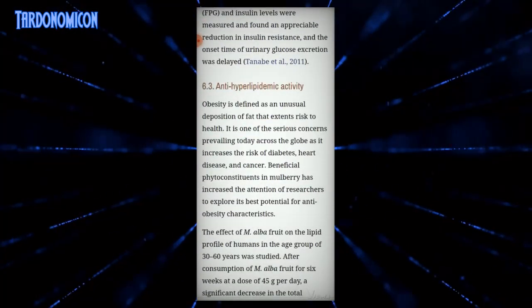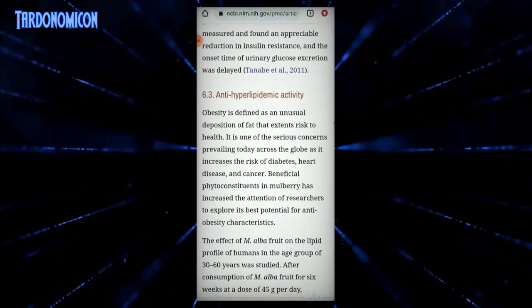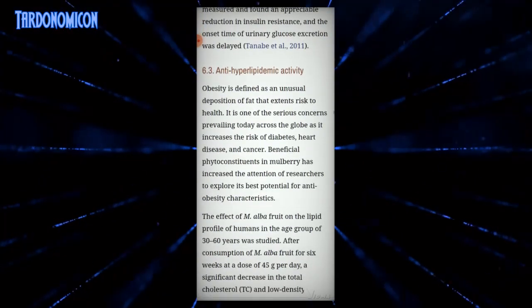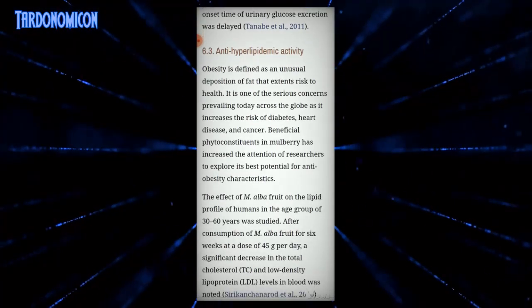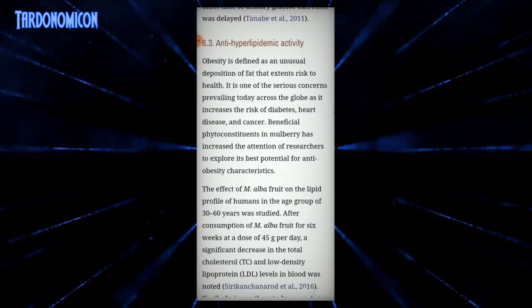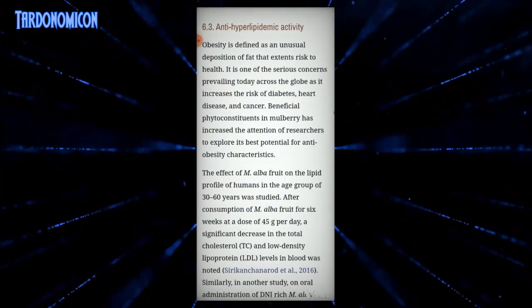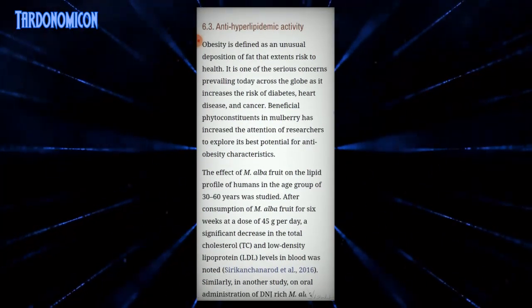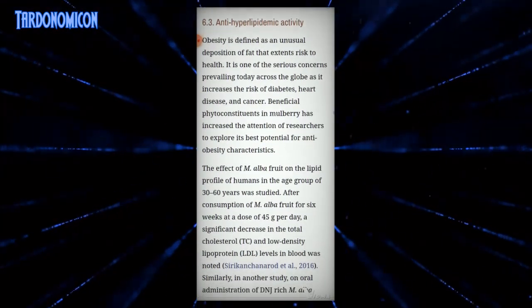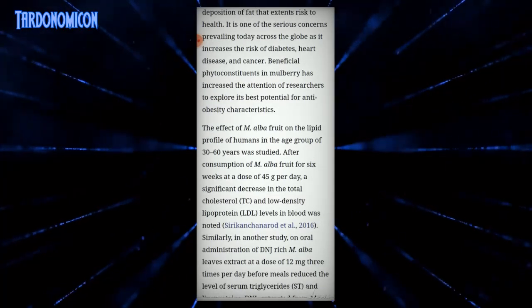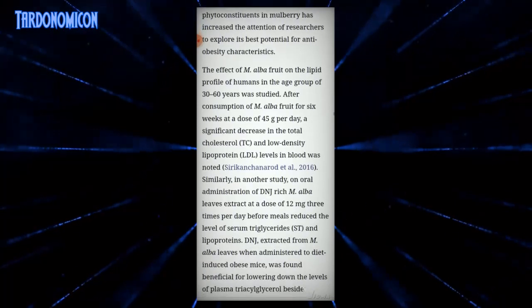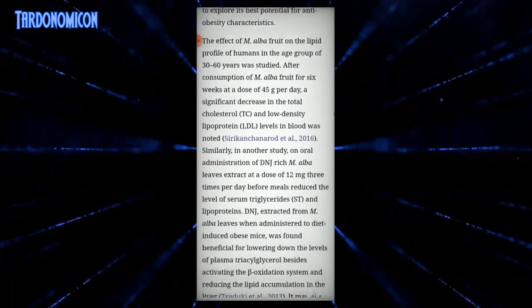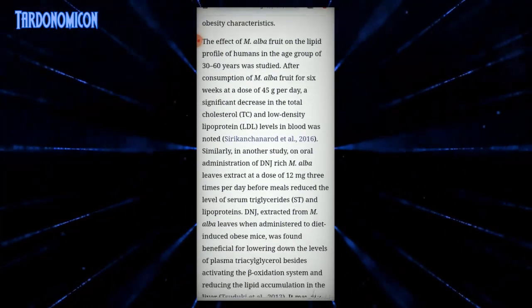Anti-hyperlipidemic properties. Obesity is defined as unusual deposition of fat that extends risk to health. It is one of the serious concerns prevailing today across the globe. The effect of the fruit on the lipid profile of humans in the age group of 30 to 60 years old was studied after consumption of the fruit for 6 weeks at a dose of 45 grams per day.